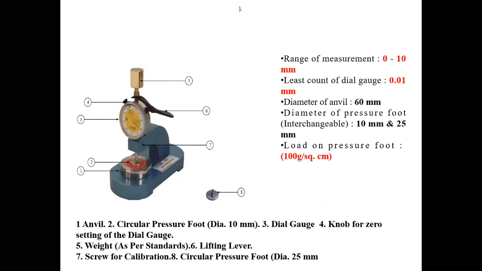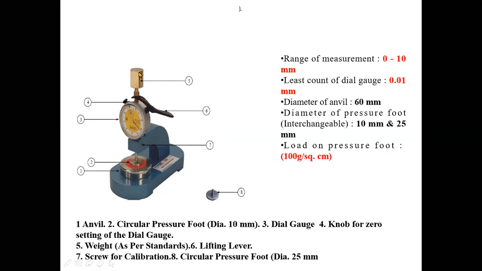Now this is the fabric thickness tester. This shows the various parts of the fabric thickness tester. One is the anvil on which the fabric is placed. This is the pressure foot. Different dimensions of pressure foot are used. There may be 10 millimeter diameter, or sometimes it may be 25 millimeter. Now, this one is a dial gauge, from which we can read the thickness. This is the knob for the zero adjustment.